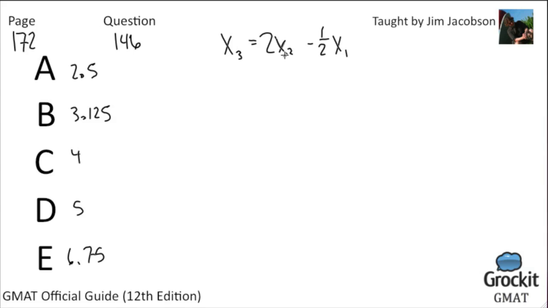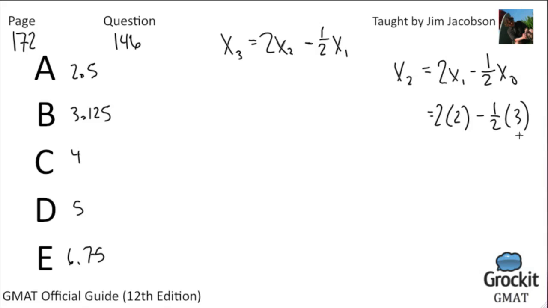Now we don't actually know what x sub 2 is in this one, so we have to figure that out. Let's do that one first. X sub 2 is going to equal 2 times the one before it minus 1/2 the one before that. We can fill in the numbers we know. We know x sub 1 from the problem is 2, so 2 times 2. And we know x sub 0 is 3, so minus 1/2 of 3.